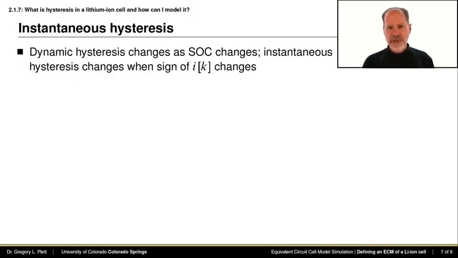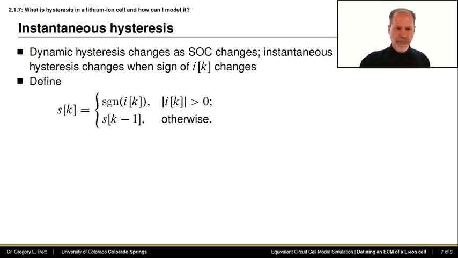The type of hysteresis that you've seen so far this lesson is what I call dynamic hysteresis. It's hysteresis that changes its value. It evolves its value over time, if you will, but as state of charge changes. It's nothing that happens instantly. If you go back and you look at the actual data, it does appear that the data has an instantaneous part as well as a dynamic part. And so we can think of modifying the model one more time to add an instantaneous hysteresis component that changes immediately when the sign of input current changes.